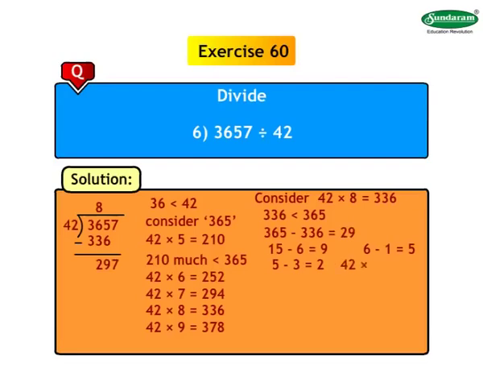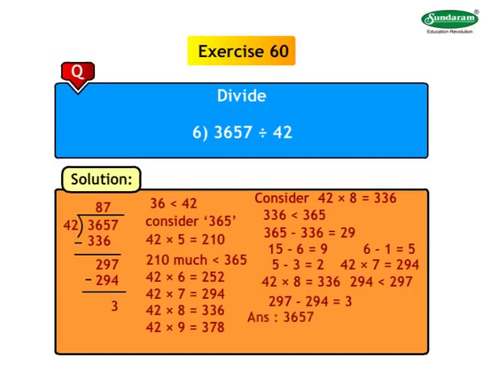Now, 42 into 7 is equal to 294. 42 into 8 is equal to 336. So consider 42 into 7 is equal to 294, as 294 is less than 297. 297 minus 294 is equal to 3. Write 7 next to 8 in quotient. We have 3 as the remainder. Thus, 3657 divided by 42 has quotient equal to 87. Remainder is equal to 3.